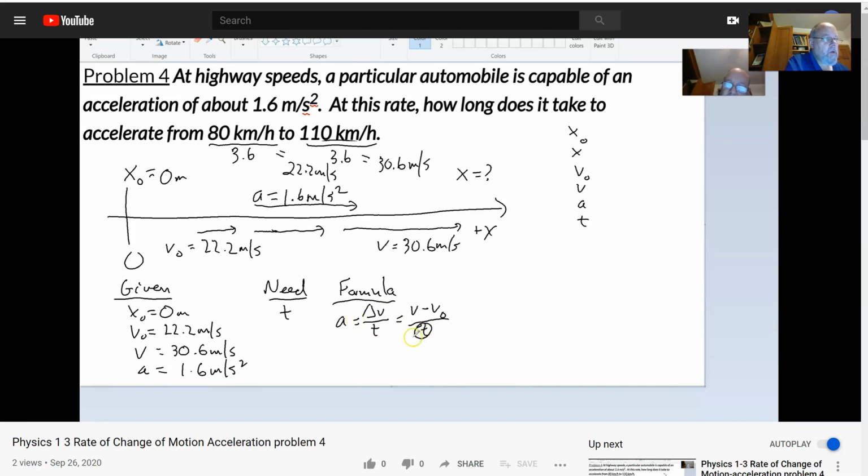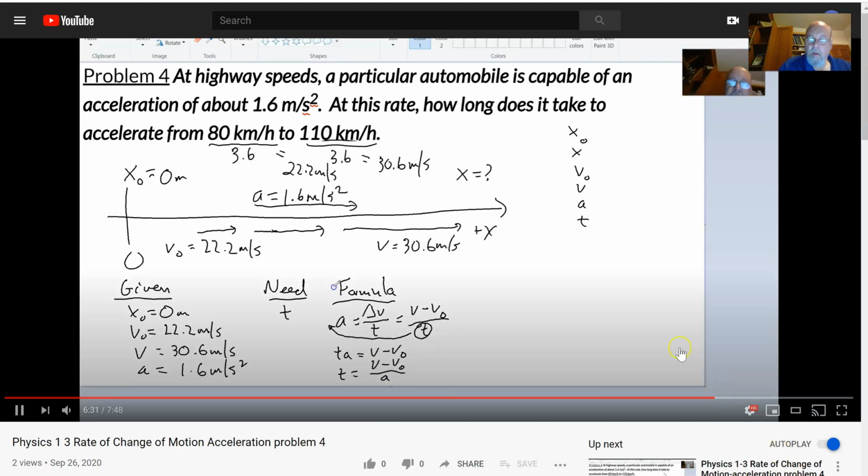So if I want to get t by itself, I'm going to have to first multiply both sides of the equation by t. That'll give me ta equals v minus v0. And then I'm going to divide both sides of the equation by a, and that's going to give me t equals v minus v0 over a. Now, the quicker you can learn how to do all of this in your head, the less steps you'll have to write out. Okay, but as long as you need to, certainly write out all of those intermediate steps. And then now we've got a formula we can just plug our values into.